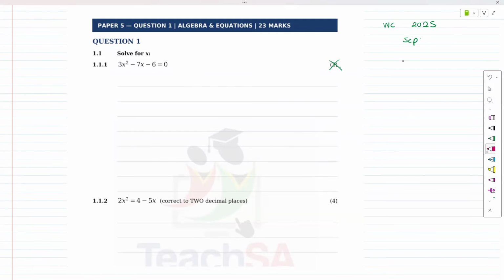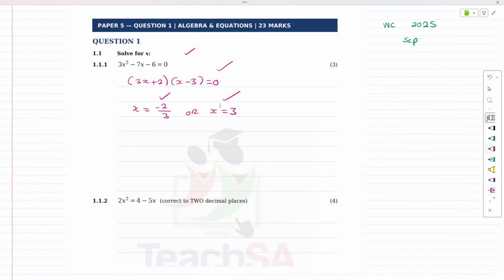Again, you need the factors because they didn't expect you to use the minus b formula. But if you didn't, this would be 3x plus 2 equals 0, x minus 3 equals 0, and x equals minus 2 over 3, or x equals 3. Now, in this question, you would get a mark for the factor, and you would get 2 marks there.